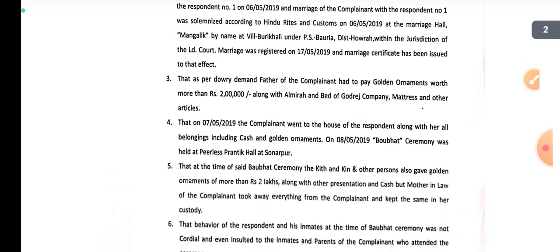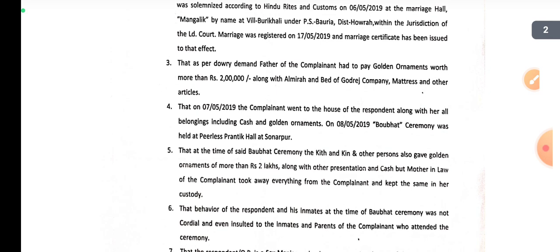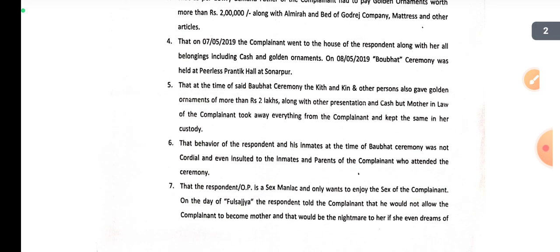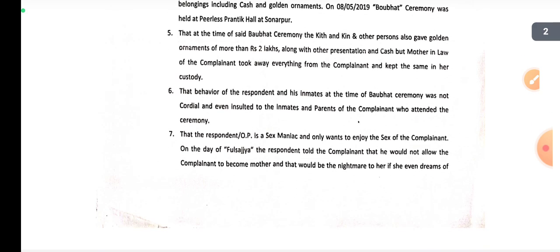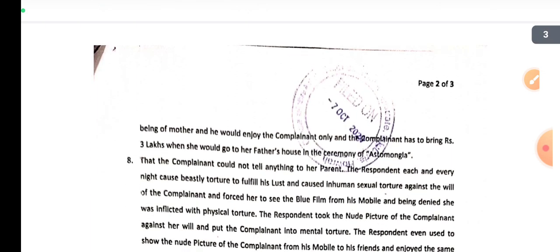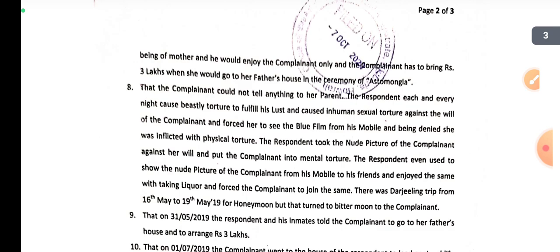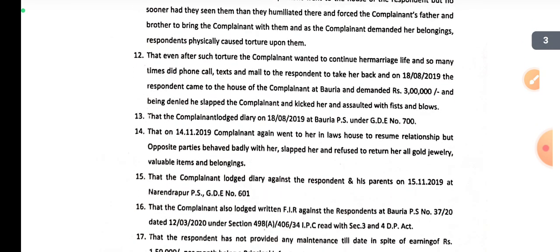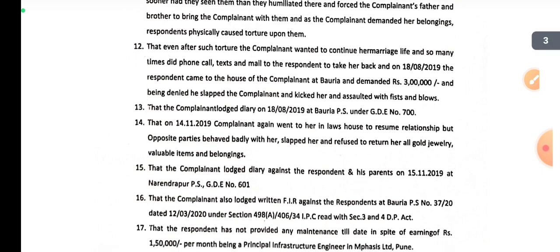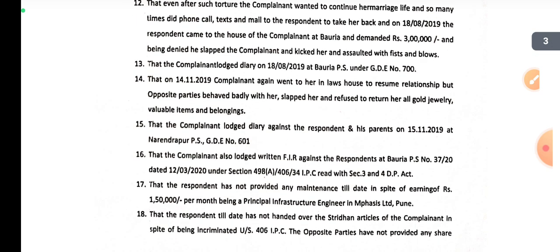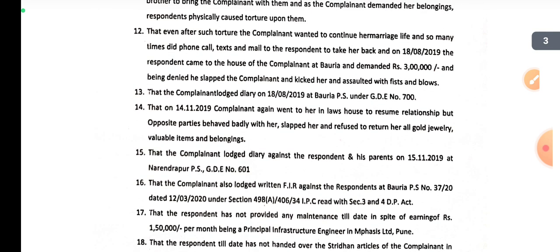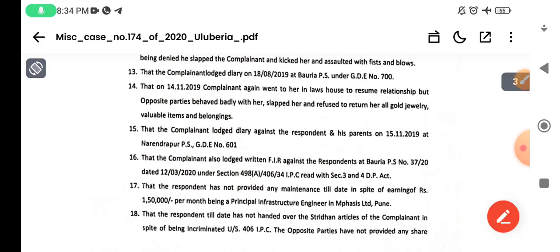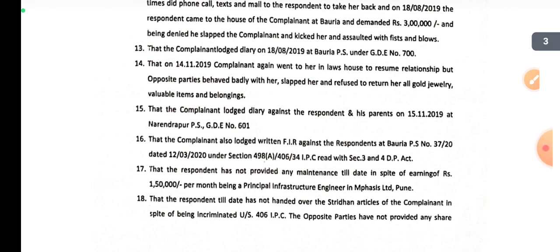Thereafter, the facts at the end of the petitioner have been stated, and thereafter it's continuing. It's an application. The fact has also been communicated to the police station, registered as a GD entry.